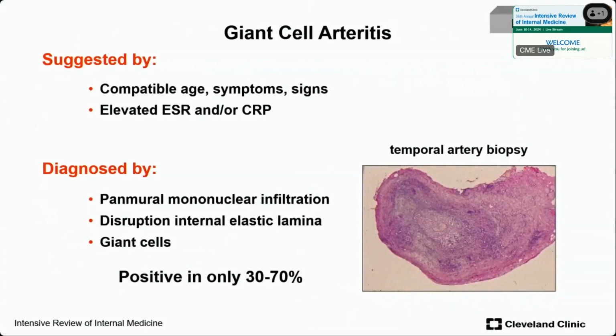Giant cell arteritis can be suggested by its compatible age, symptoms, and signs, together with an elevated sedimentation rate and/or C-reactive protein. The diagnosis can be established by a temporal artery biopsy, in which we see panmural mononuclear cell infiltration, disruption of the internal elastic lamina and giant cells, but the challenge remains this may be positive in only 30 to 70% of patients. Ultrasound can also provide a useful frame of reference in approaching the diagnosis of these patients.